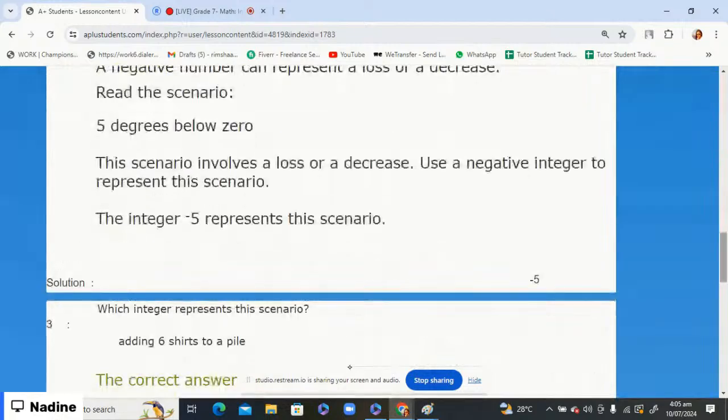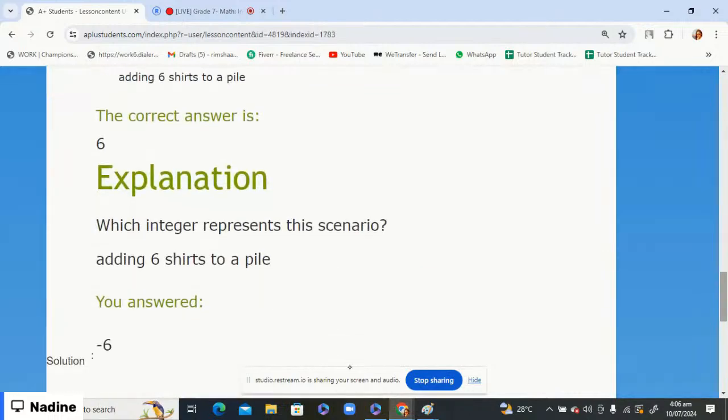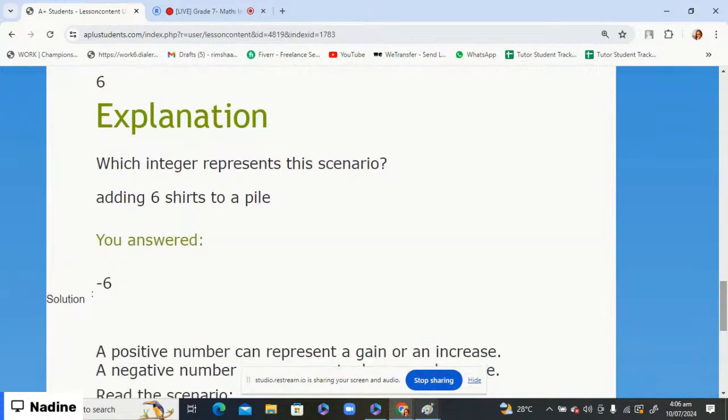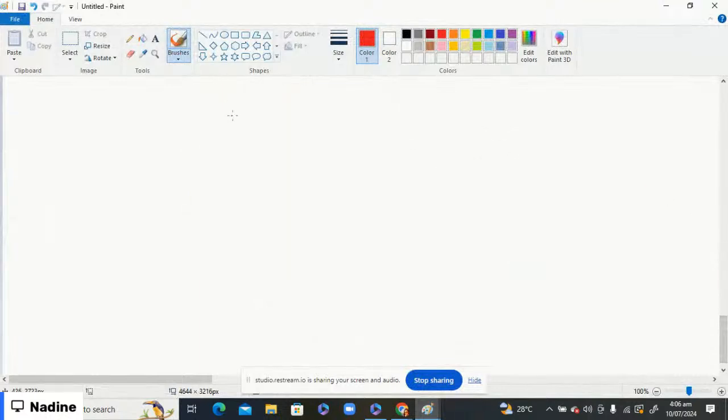Now, which integer represents this scenario? Adding shirts to a pile. Here something is added, some numbers are added here. So it means that it's a positive integer. And one more thing with positive integers: for example, if they say a new collection is added and they just put 6, if there is no sign with it, it means that it has a positive sign. If there is no sign, that means positive.